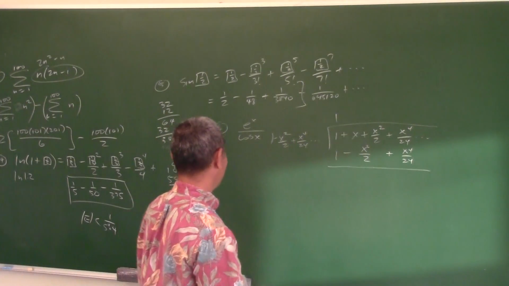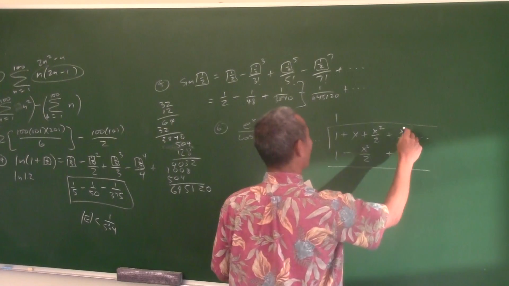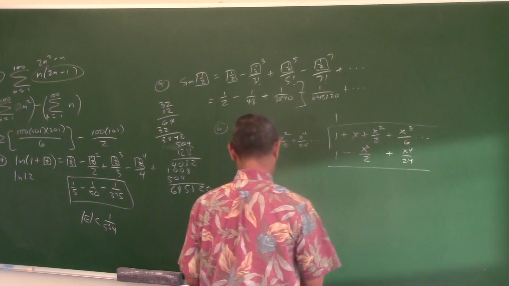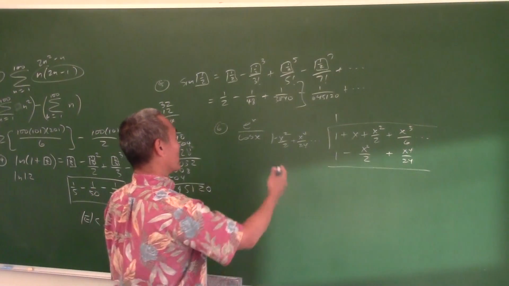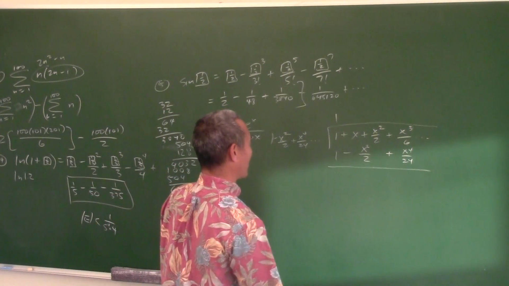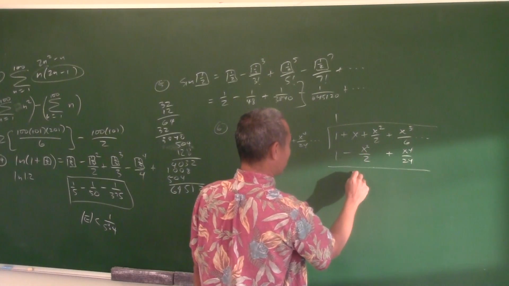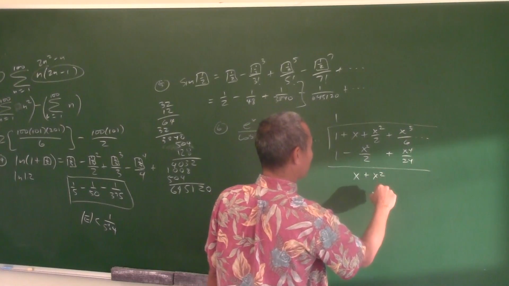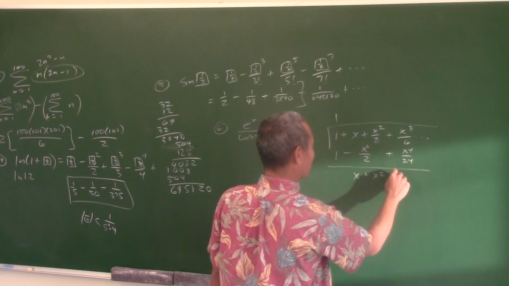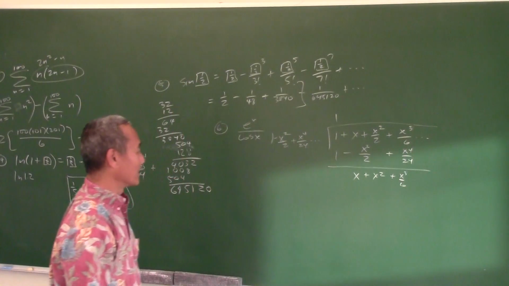Something's wrong here. This is x cubed over 3 factorial. Okay, anyway, so multiply, subtract. Now notice there's no x term here, so when you subtract, you're just going to get x. This minus this is going to be plus x squared. This minus nothing is going to be x cubed over 6. Okay, hopefully that's all we need.